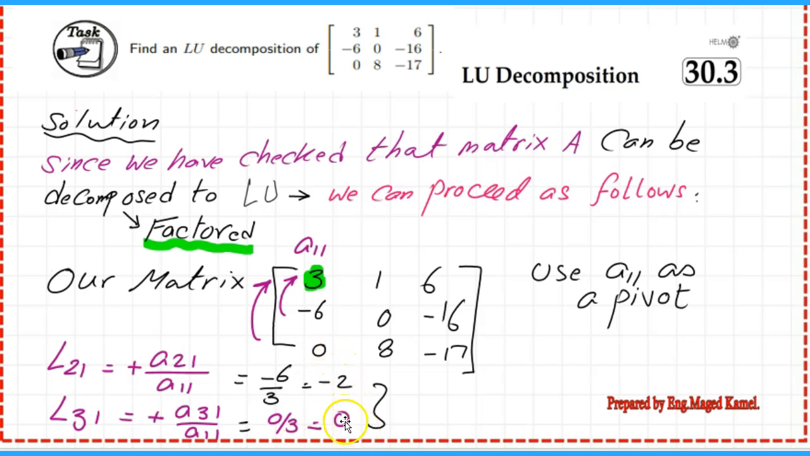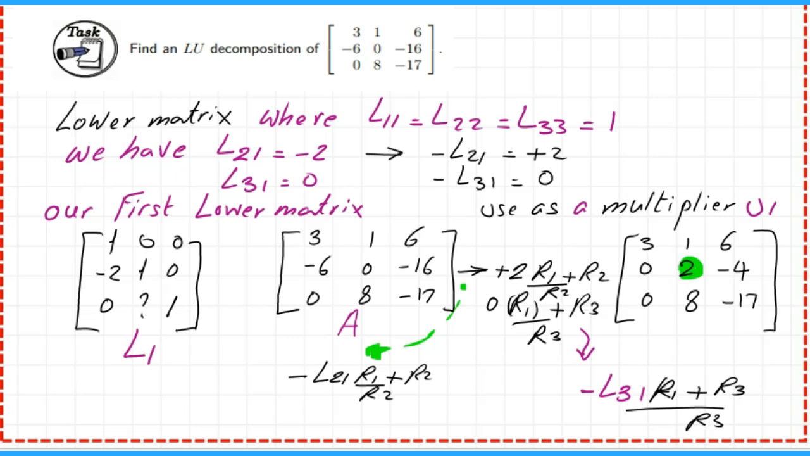We will take the negative values of these and use them for the upper matrix in order to get what is called the upper matrix U1. We'll move to the next slide.